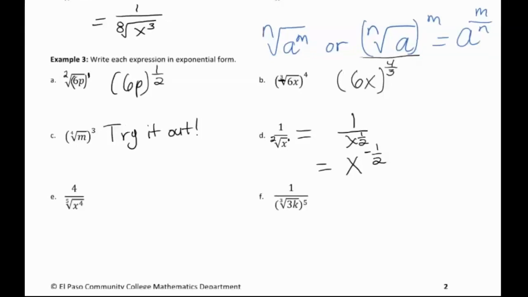For example e, we have 4 over the 5th root of x to the 4th power. So here we have 4 over x. Again, my index is my denominator, so it's going to be 4 over 5. We apply the rule of negative exponents, so it's going to be 4 times x to the negative 4 over 5. And example f is very similar to example e. So this one, go ahead and try it out.